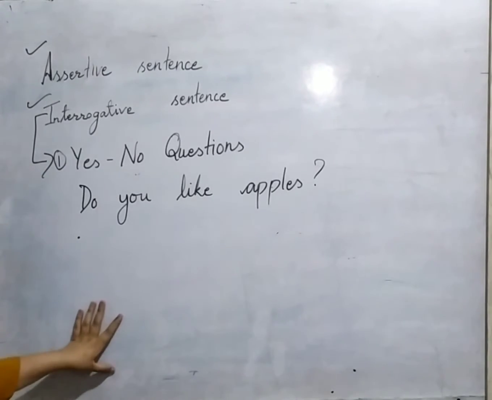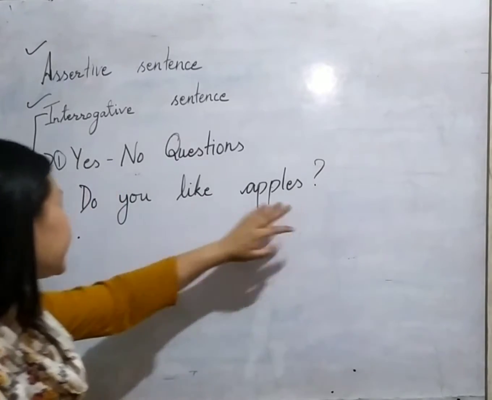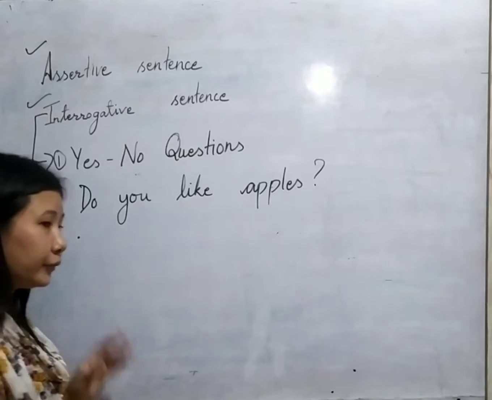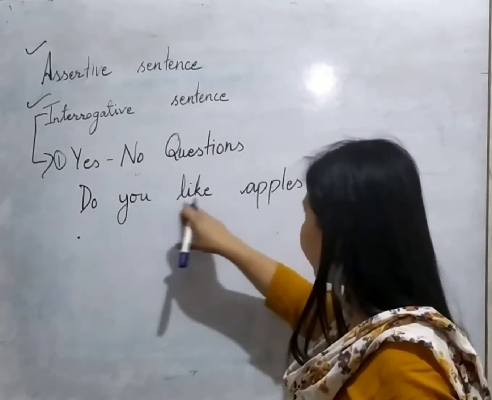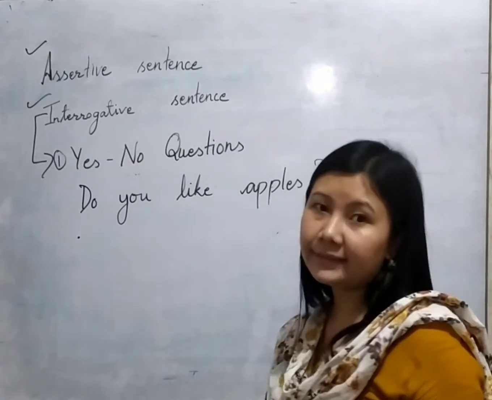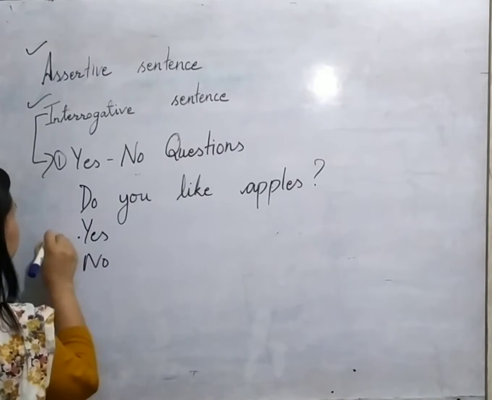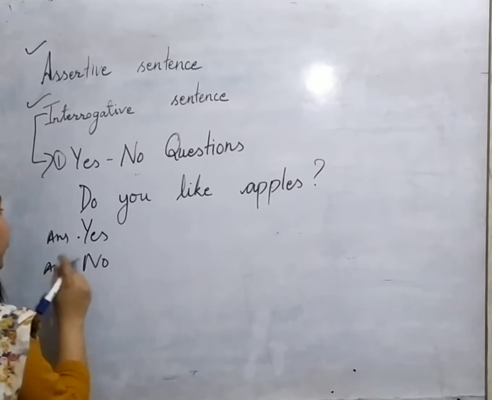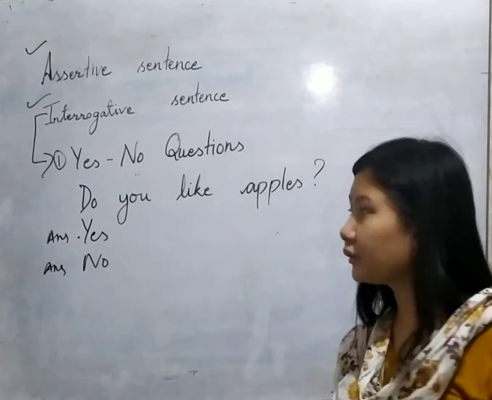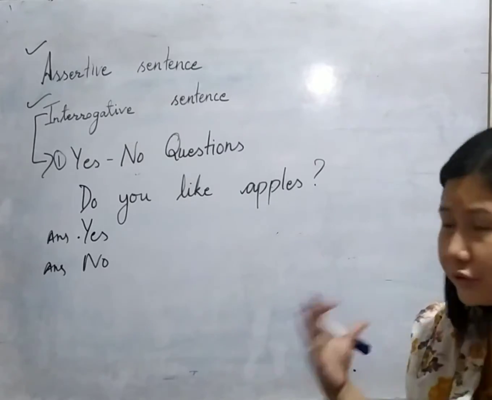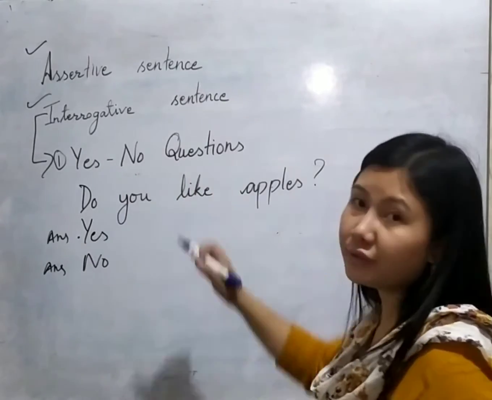This is an easy example. Here I have written, do you like apples? When you look at this sentence, you will know there is a question mark at the end, so this comes under the interrogative sentence category. If you try to answer this question, you will see that it can easily be answered by saying yes or no. Yes, I like apples, or no, I don't like apples. So a question that can be answered simply by saying yes or no comes under the yes, no questions category.